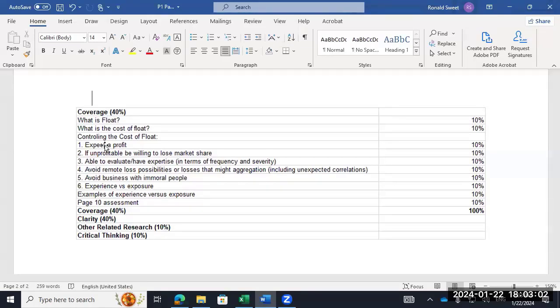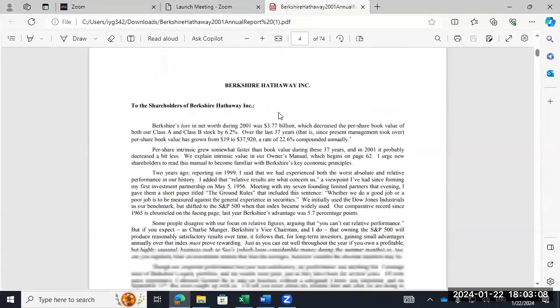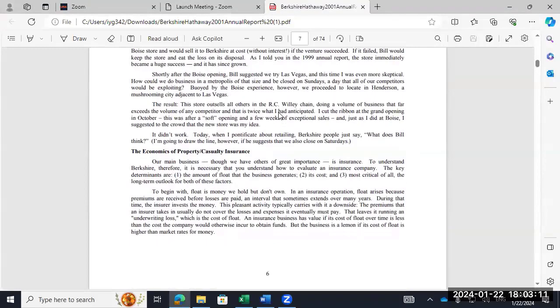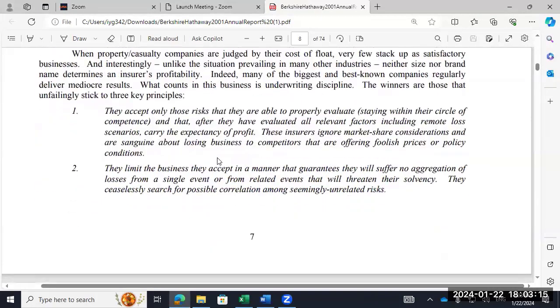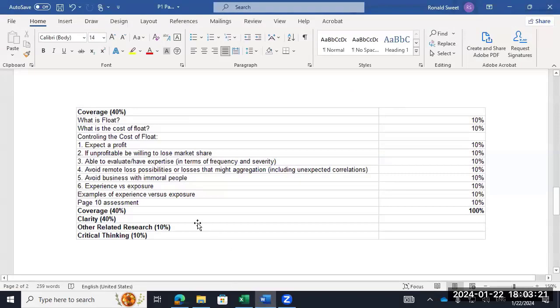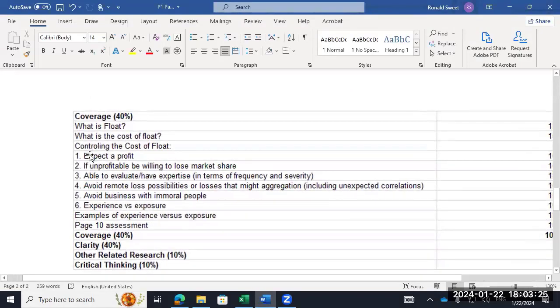And then he gets into controlling the cost of float. So if you remember in his article, he said these three things, the bottom of page 7, but I said I've got more than those three things. Okay, so let me show you what I have. Let's look at the big picture, and then we'll get into it in more detail. So I have 6 things here.